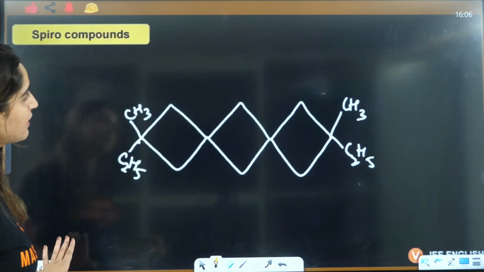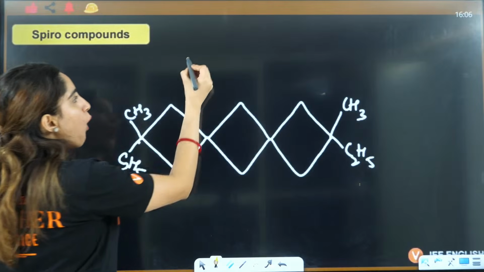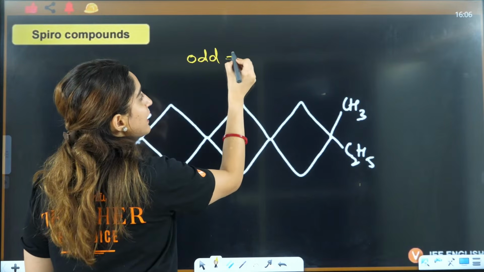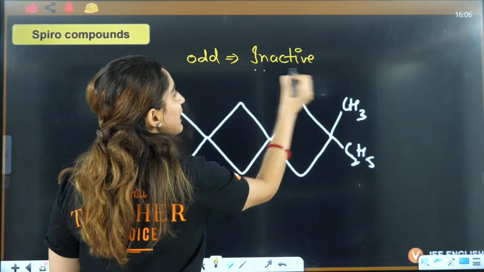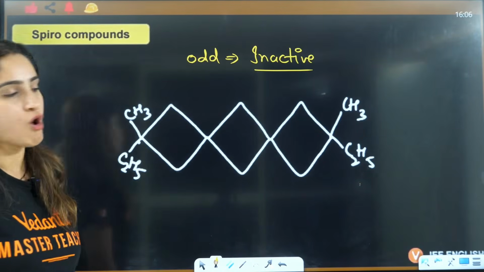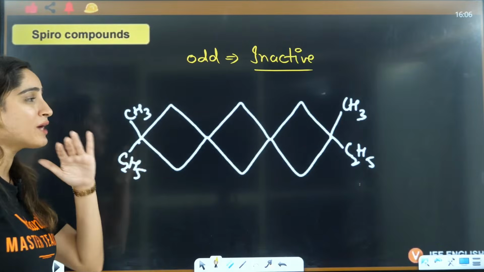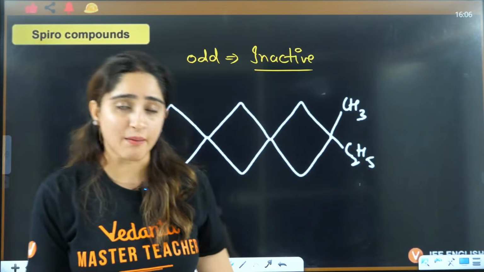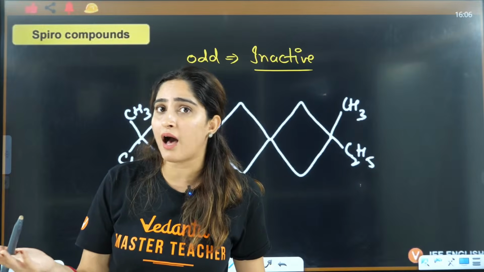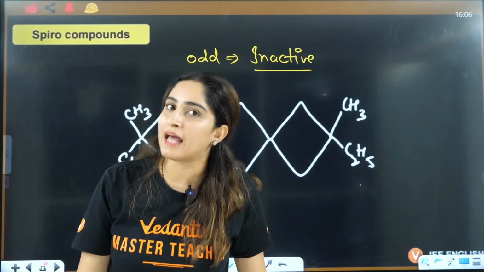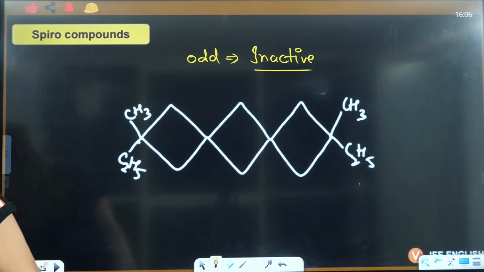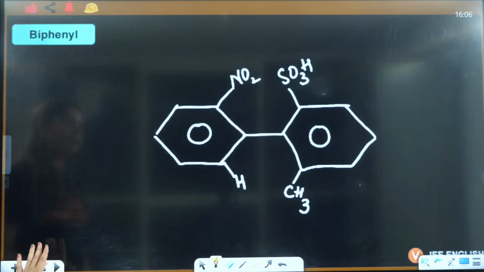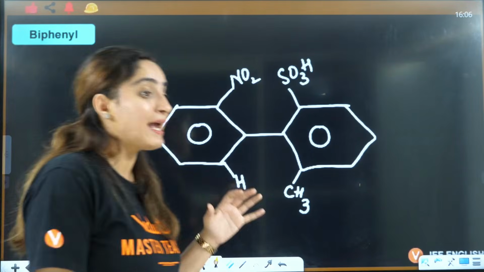Next, here you have an odd number. You have 3 rings. So an odd number is always optically inactive in nature. You don't have to see whether there is the same or different on the same carbon. So optically inactive. Yes, everybody, do let me know if that is clear to all of you or not. Now biphenyl.